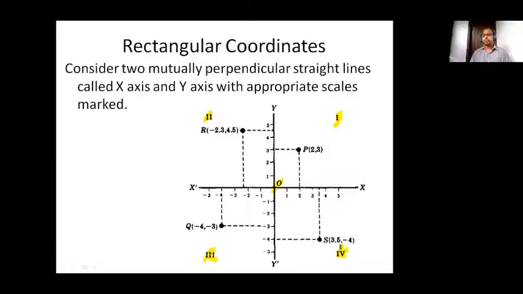Now to represent a point P, we draw perpendicular lines to the x-axis and y-axis. It means at 2 on the x-axis and 3 on the y-axis. So we call the point P the ordered pair (2, 3). Similarly, we can represent the points Q, R, S, etc. Any point in the plane can be represented using these rectangular coordinates.